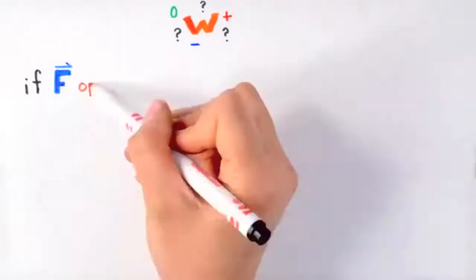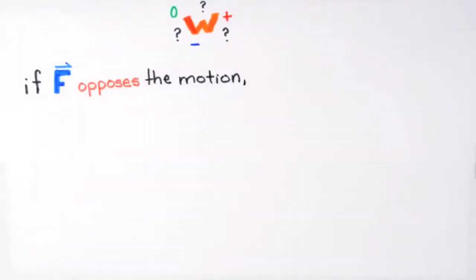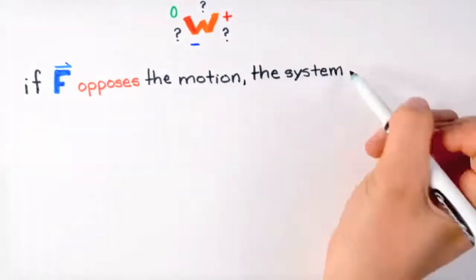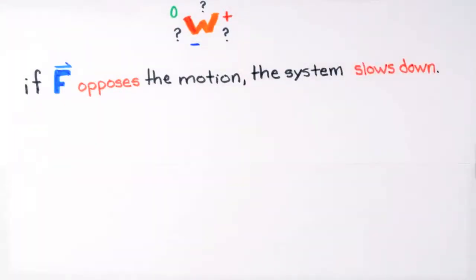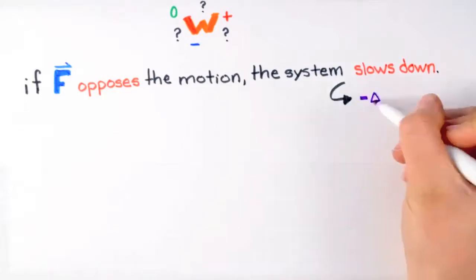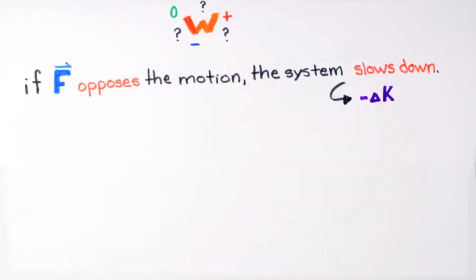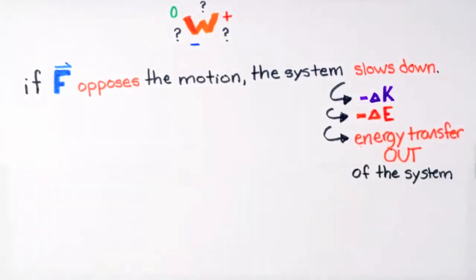Intuitively, we would expect that when F opposes the motion, points in the direction opposite to the system's displacement, then the system should slow down. So delta K, the change in kinetic energy, is negative, and so too is the change in the system energy, delta E. By the energy principle, this means energy is transferred out of the system to the surroundings. That transfer out is negative, which means the work done is negative.